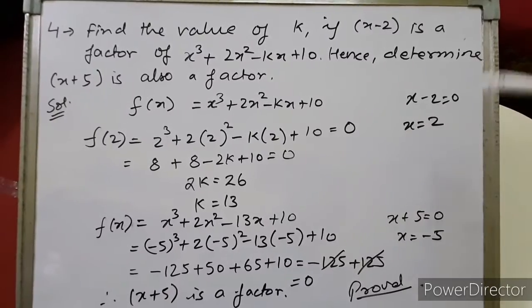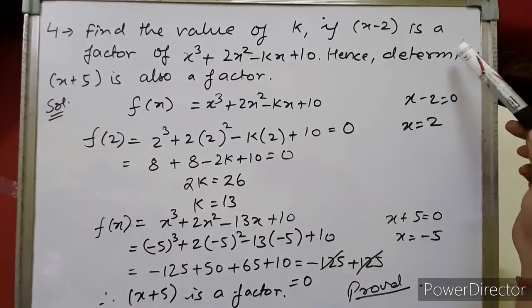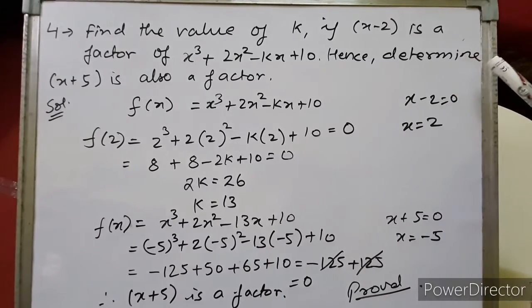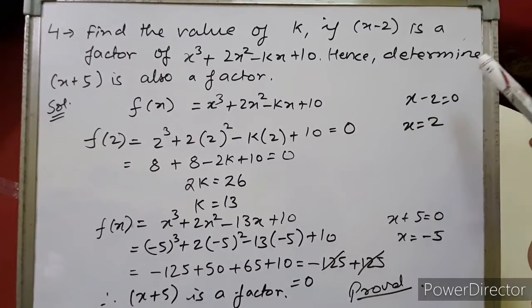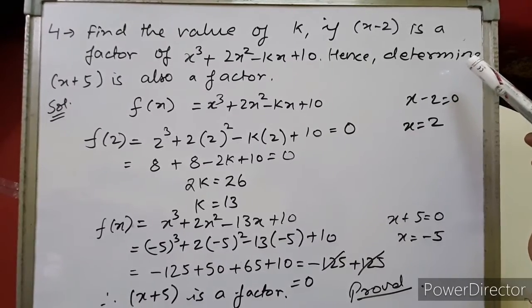Okay children, let's see the solution of fourth sum. In this sum it is given that find the value of K if x minus 2 is a factor of x cube plus 2x square minus kx plus 10. Hence determine x plus 5 is also a factor.